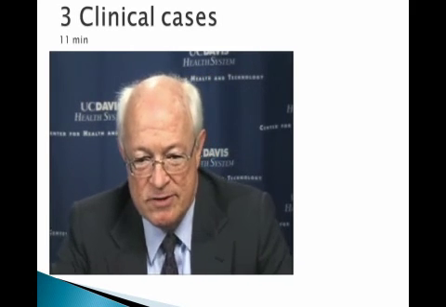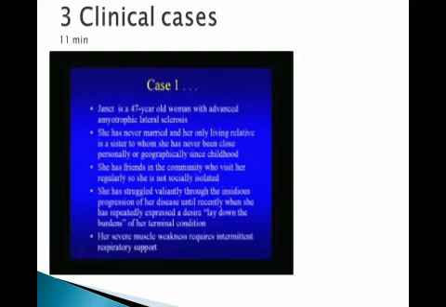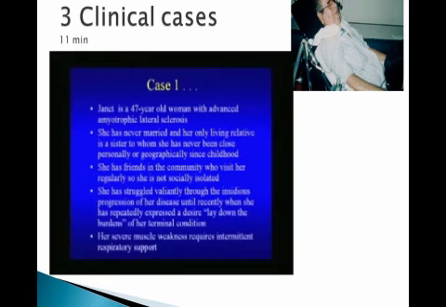Now let's take a couple cases and see how we might think of them in our own clinical assessments. So Janet's a 47-year-old woman with advanced ALS. She has never married, and her only living relative is a sister to whom she has never been close personally or geographically since childhood. She has friends in the community who visit her regularly, so she is not socially isolated. She has struggled valiantly through the insidious progression of her disease until recently, when she has repeatedly expressed a desire to, quote, lay down the burdens, unquote, of her terminal condition.